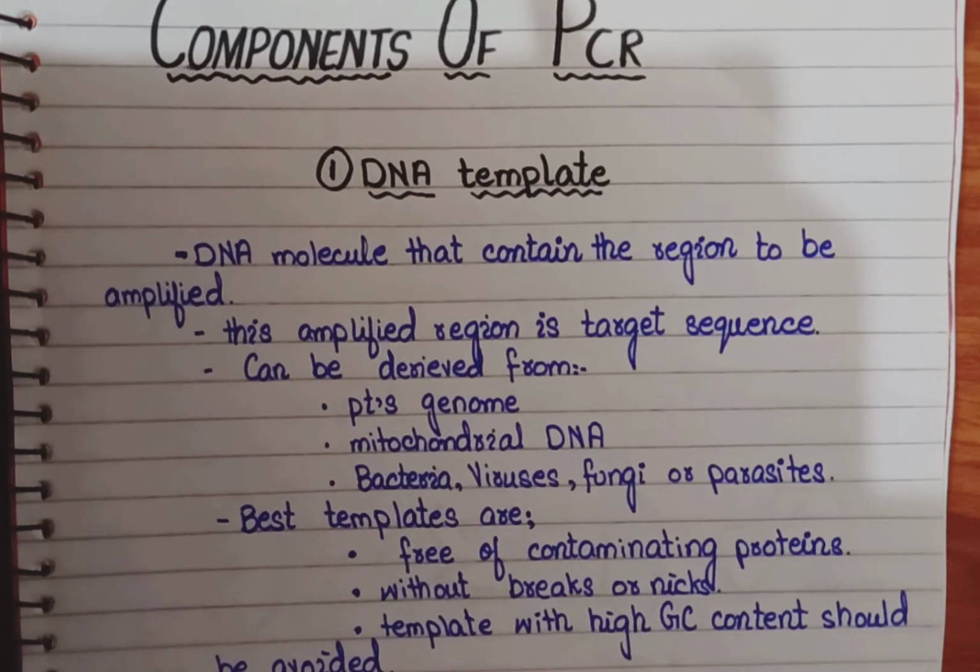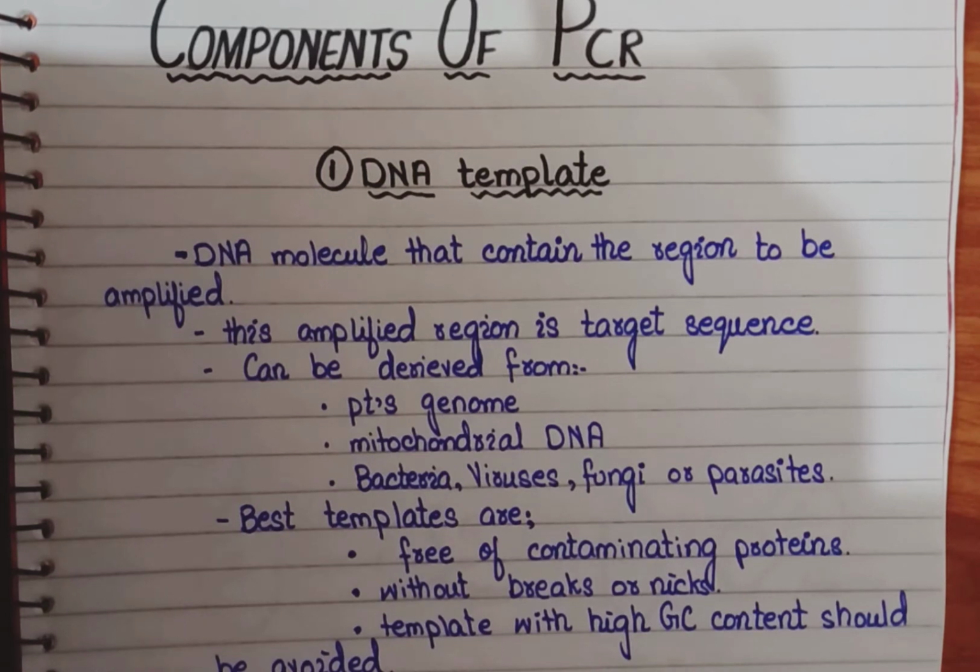So let's start. First we have the DNA template. What is a DNA template? It's basically a DNA molecule that contains the target sequence that is to be amplified. It can be derived from the patient genome, mitochondrial DNA, bacteria, viruses, fungi or parasites. From all these sources we can derive a DNA template.